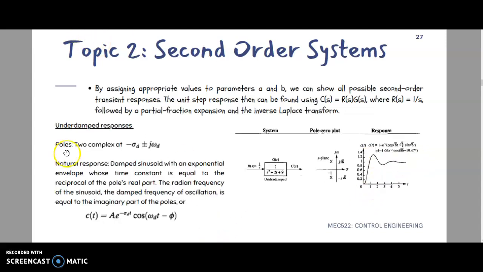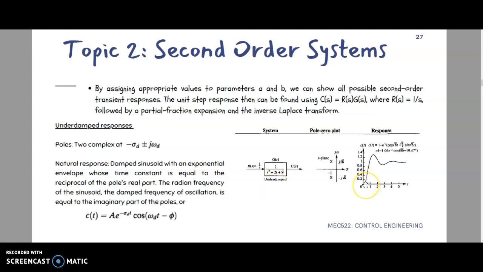The next is underdamped. We want to see how the poles look. For underdamped, the poles are two complex poles, with real part and imaginary part. You can see there are two poles here. This is a simple system, like before, but here it is 2s, whereas for overdamped it was 9s. That is just an example.